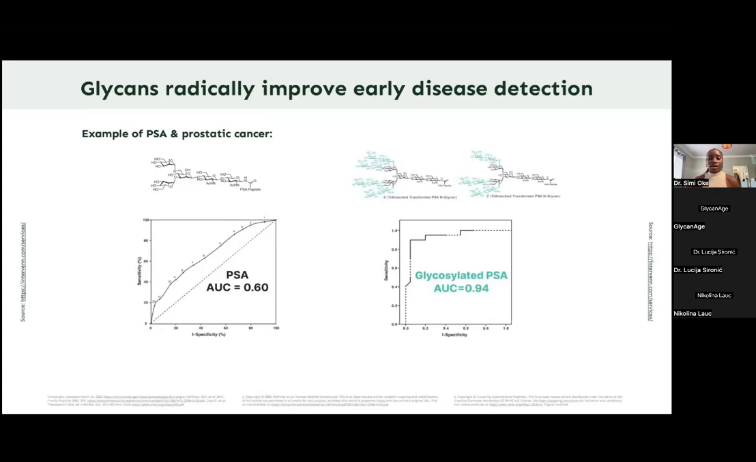But when you actually look at the glycosylated protein, that increases significantly to 94%. So we're really trying to explain that highly specified nature of glycans, which adds a high level of specificity and sensitivity, and just how important they are in the human body.